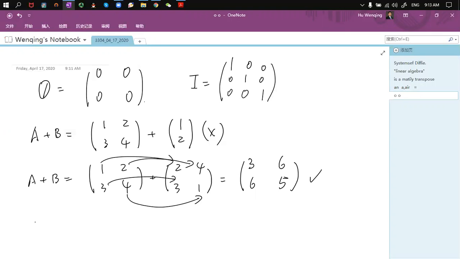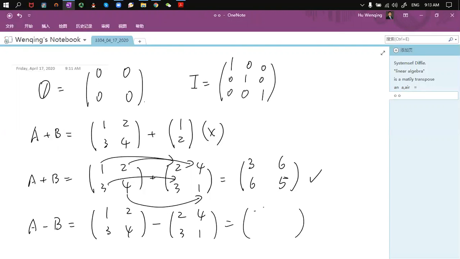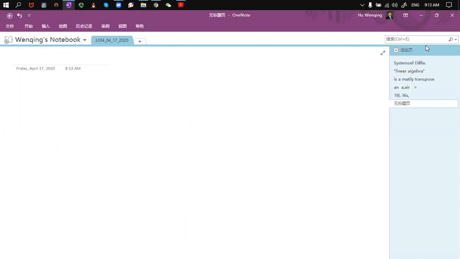Now, if you have addition, you have subtraction. For example, the same thing, 1, 2, 3, 4 minus 2, 4, 3, 1. You just subtract term by term: minus 1, minus 2, 0, and 3. So you just subtract term by term inside the matrix. So that's subtraction. Now, what about multiplication?